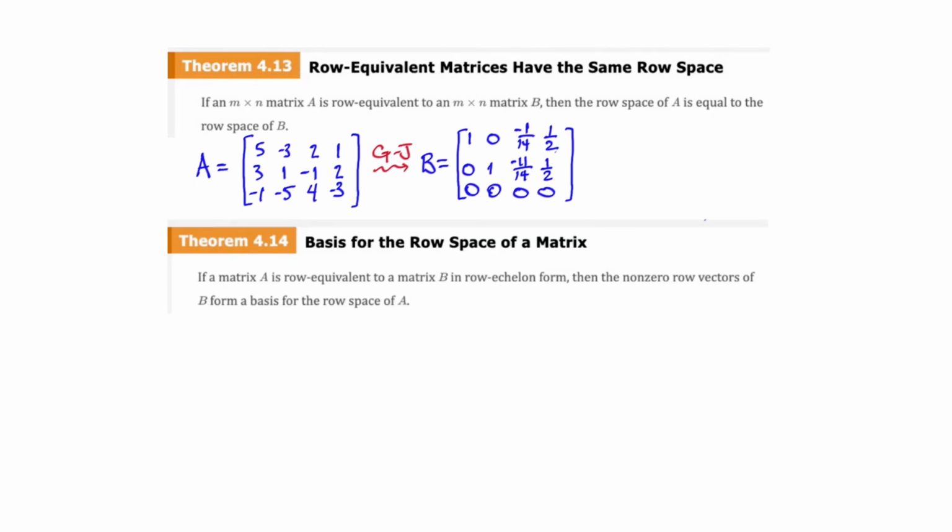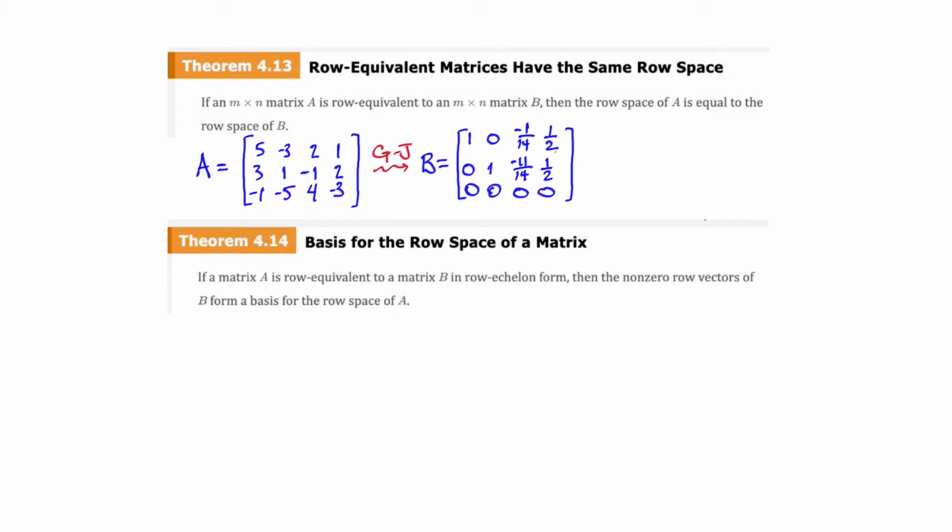If a matrix A is row equivalent to another matrix B, and B happens to be in row echelon form or reduced row echelon form, then the non-zero rows of B form a basis for the row space of A.